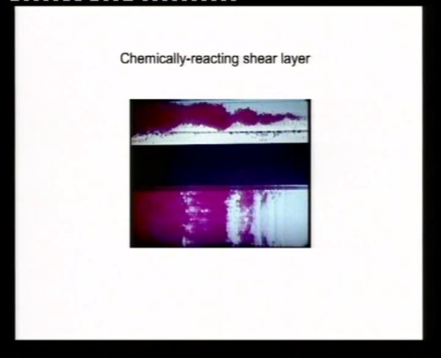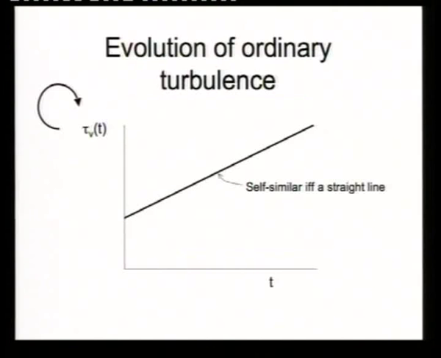But the point, again, is that the vortices have a rotation period, which is very small when they're young, and the period increases. In fact, the vortex rotation period must increase linearly in time if the flow is self-similar. And so just about every turbulent flow that's self-similar that you've seen looks like this. The shear layer, the jet, wake, thermal plume, asymptotic boundary layer.